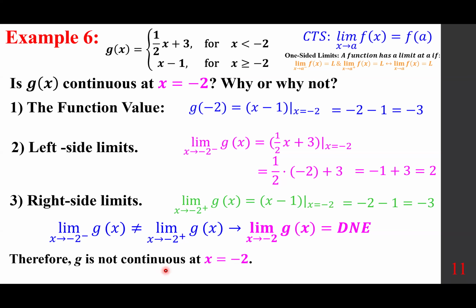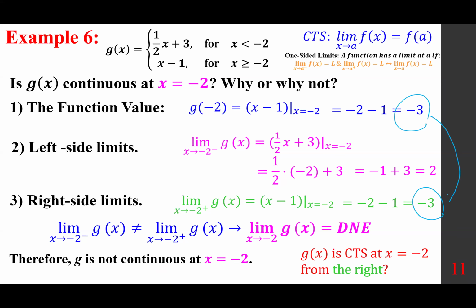Now, notice these two are the same. Therefore, the question is, is it continuous at x equals -2 from the right? This value, which is the functional value, and the right side limit, they are the same. The answer is yes here. But again, it doesn't change the fact that it's not continuous at x equals -2. Okay.